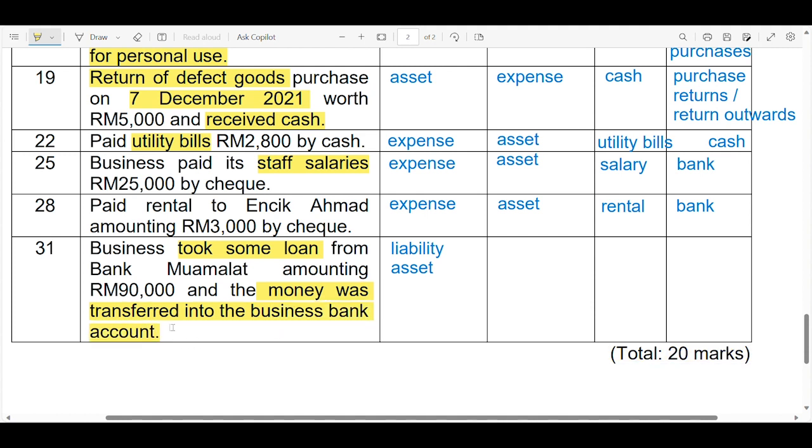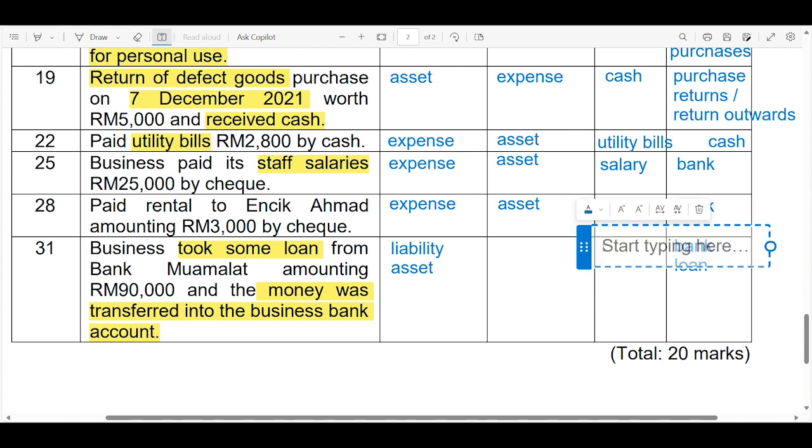Increase in liability, you credit. So you credit bank loan. Increase in asset, you debit. Which asset account to be debited? Alright. So that's it for the discussion of question 1, January 2022.